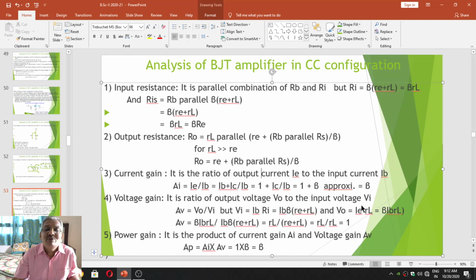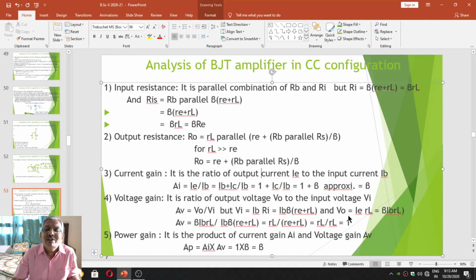Put these values of VO and VI in the equation of the voltage gain so as to obtain Av is equal to beta IB RL upon beta IB into bracket Re plus RL. Beta IB will cancel and we can write only RL upon Re plus RL, which is approximately equal to RL upon RL, and that's equal to 1. We are aware that in case of emitter follower or common collector, voltage gain is unity. So that's why here also we are obtaining the value of voltage gain as 1.